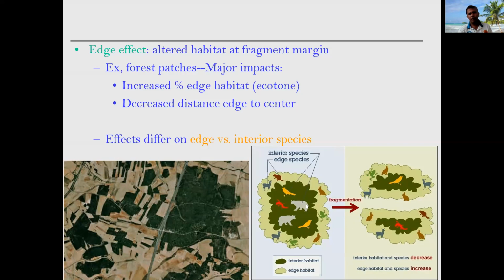avoid. If you really want to do a study, then you have to consider the edge, some samples from the edge as well as from the interior, right?